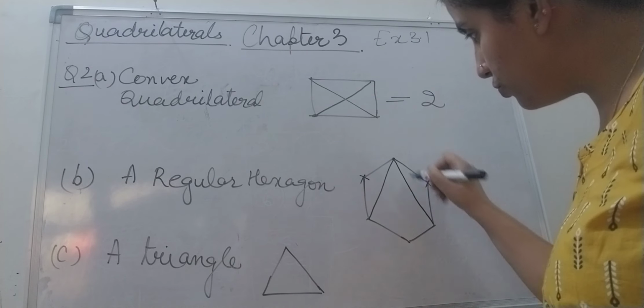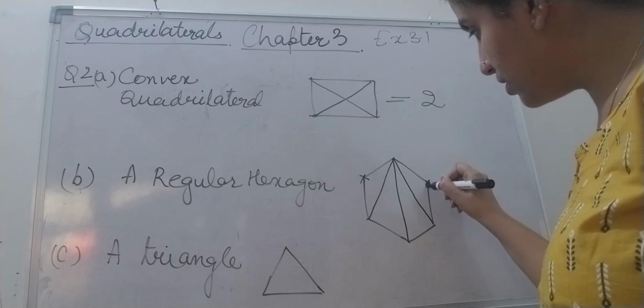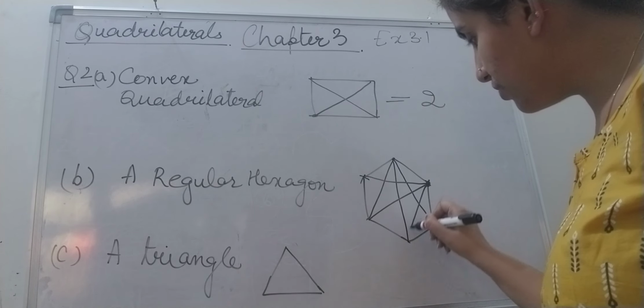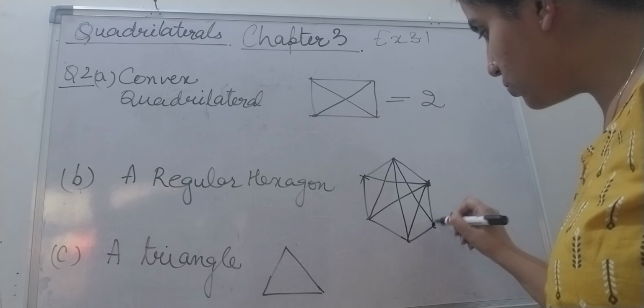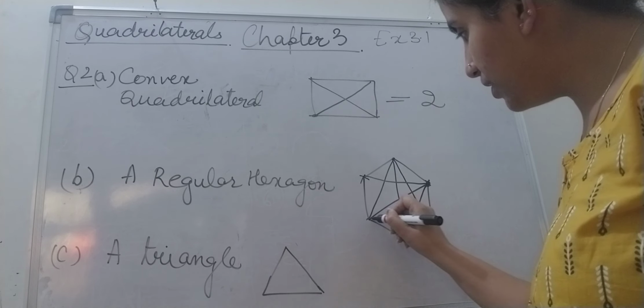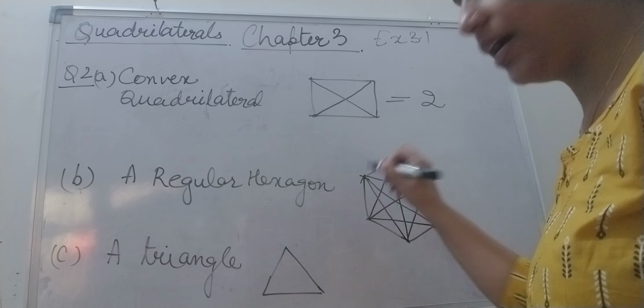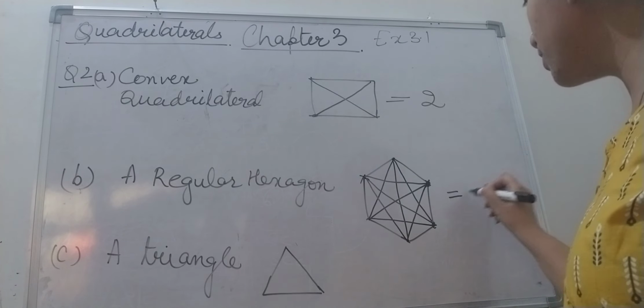1, 2, 3. Now you take this vertex. 1, 2, 3. Now you take this vertex. 7, 8. Now you take this vertex and 9. So total how many diagonals are possible?